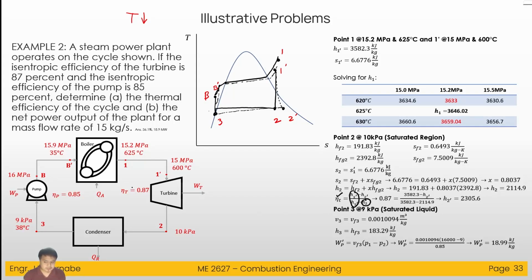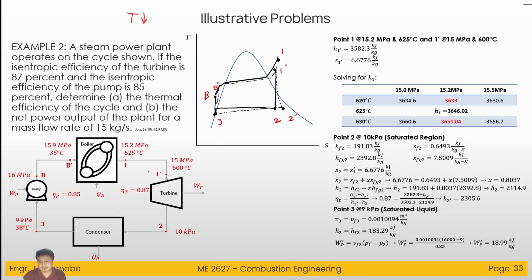So the isentropic efficiency is given. Then you can find the actual entropy here. So finding this isentropic first, find natin muna isentropic using the previous method. So using the SFG and SF and S1 prime, you can find the quality, which is 80.37%. So after that, you can find the isentropic enthalpy at point 2. Okay. So after finding that, you can just solve for H2 prime using this isentropic efficiency. So therefore, the H2 prime will be 2305.6 kilojoules per kilogram. Okay, we're done with point 2.